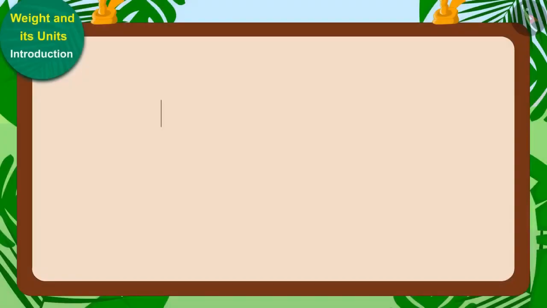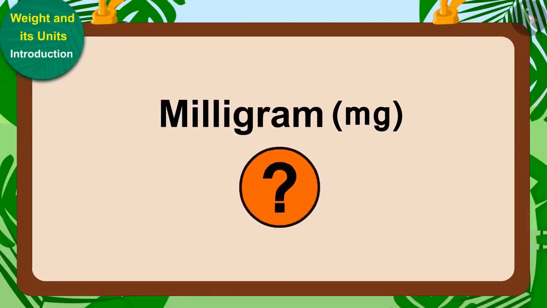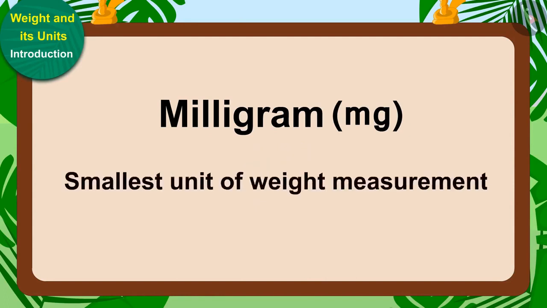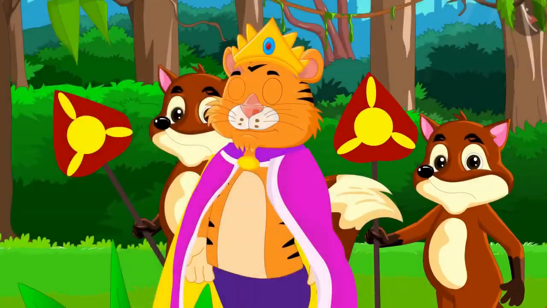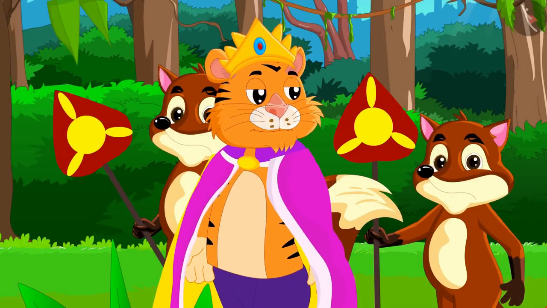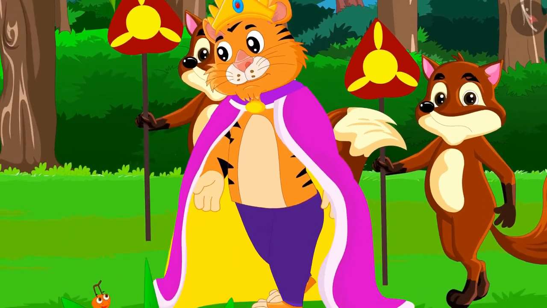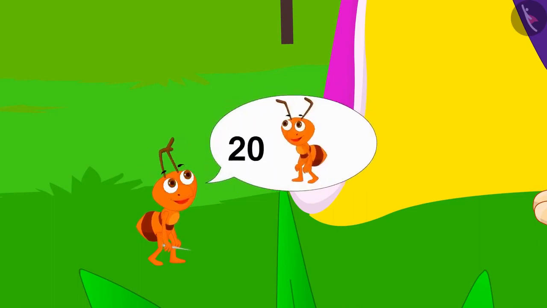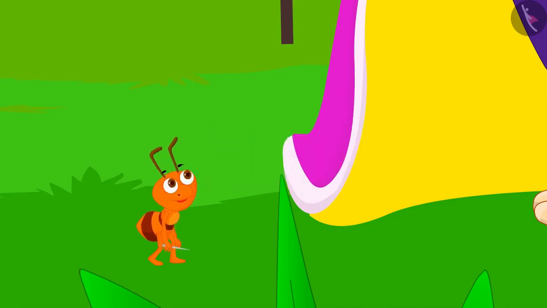Kids, do you know what milligram is? Milligram is the smallest unit of weight measurement. The king was about to order to bring 100 milligrams of sugar when the ant said, But my king, there are 20 ants who drew my attention to that thorn and gave me a signal to stop you. They too should be entitled for the reward.